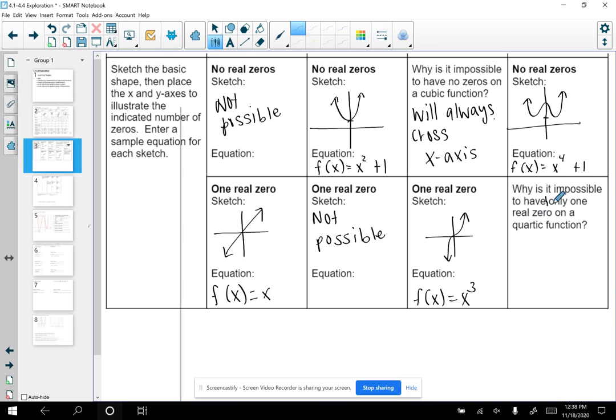And why is it impossible to have only one real zero with a quartic? Same reason as a quadratic. It would have a minimum number of 2. So a quartic can only have zero, 2, or 4 zeros or solutions.